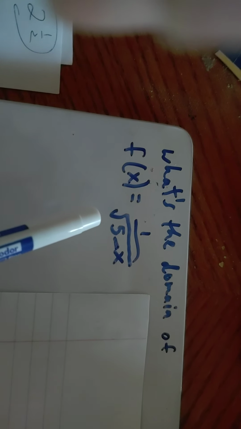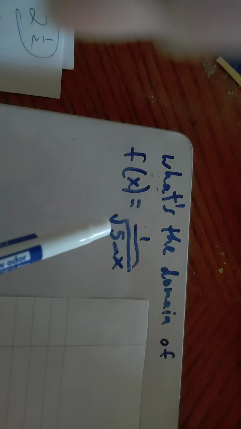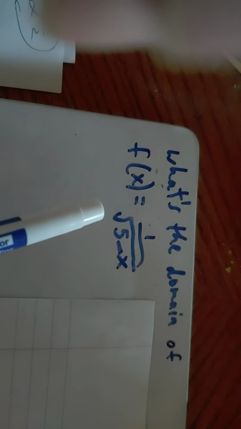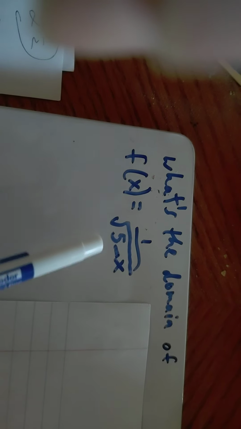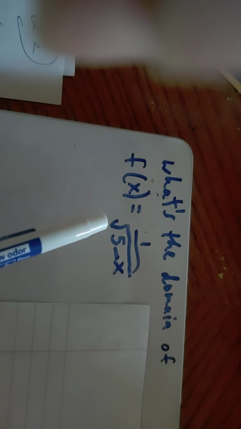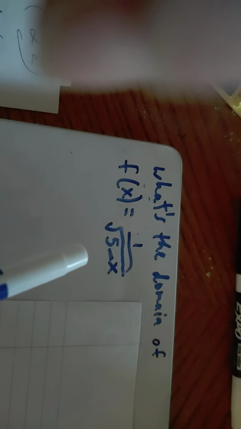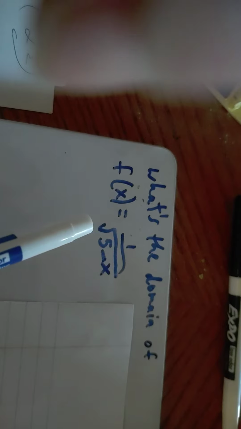Whenever the index or root is an even number, like here, isn't the index or root 2? If you don't see it, it's assumed to be 2. So you can't have a negative number underneath a radical whose index or root, whatever you want to call it, is an even number, because it will not be in the real number system. If you have an odd number for this root, that's okay.